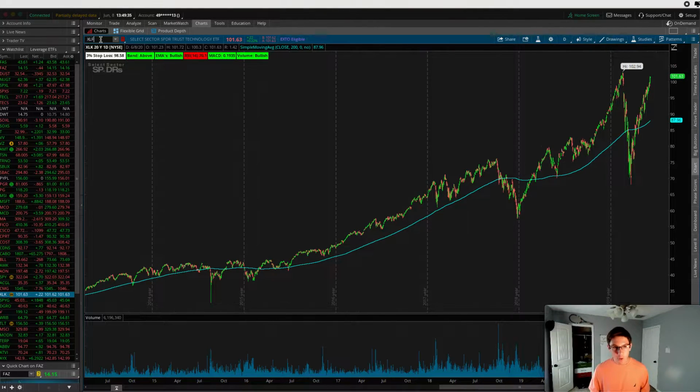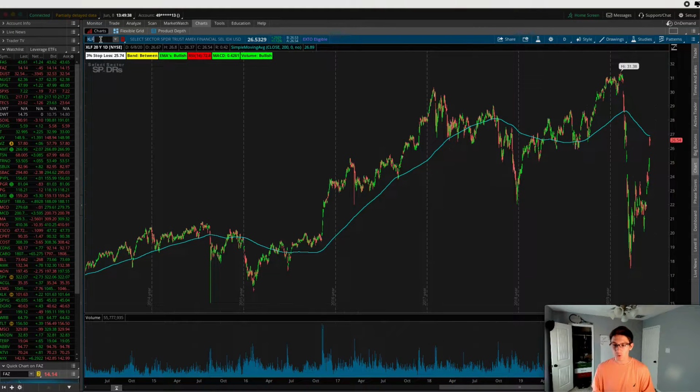so make sure you check that out. But another one is XLF, which is the financials. And we can see, based on what we're seeing here, the financials are in a downtrend. So they're actually in a bear market. So they're not helping the overall market right now.